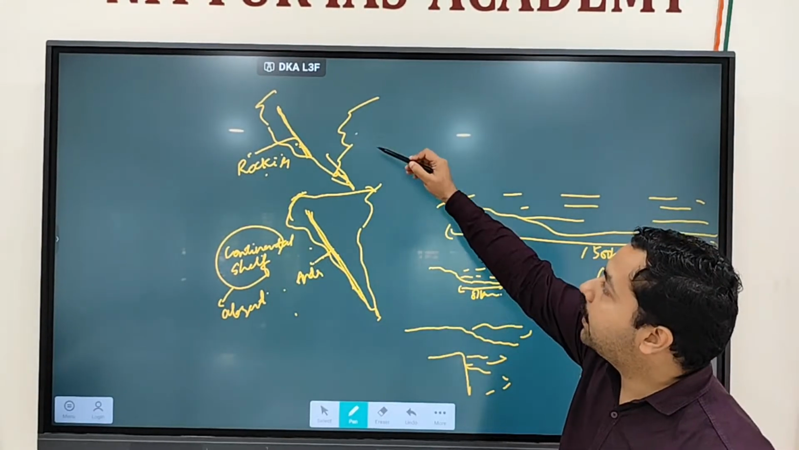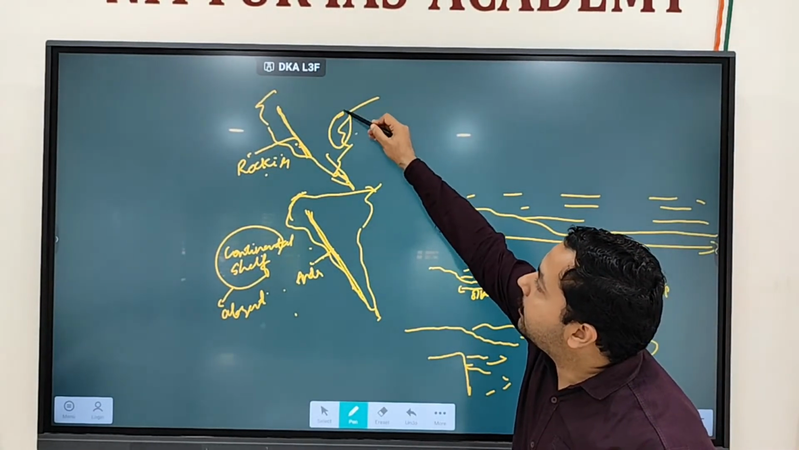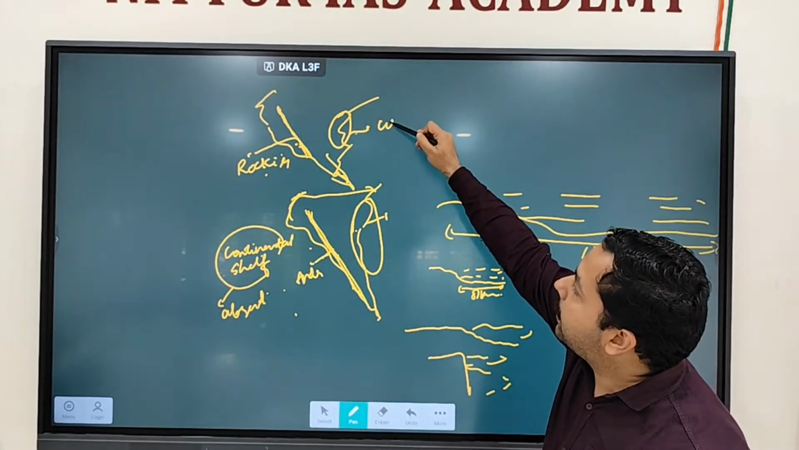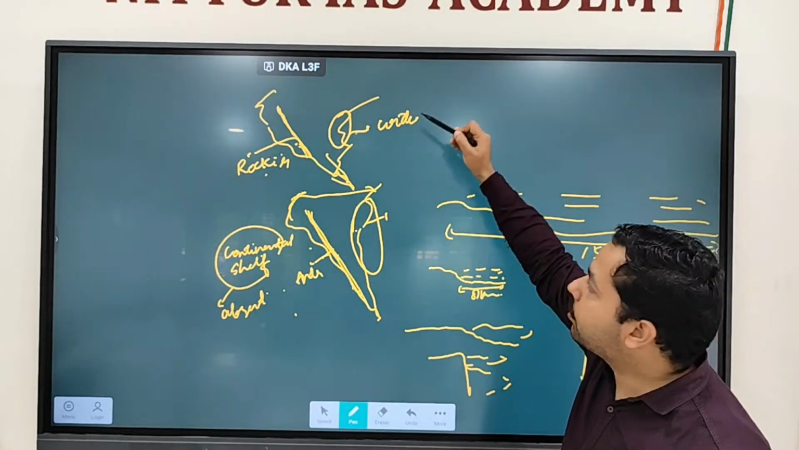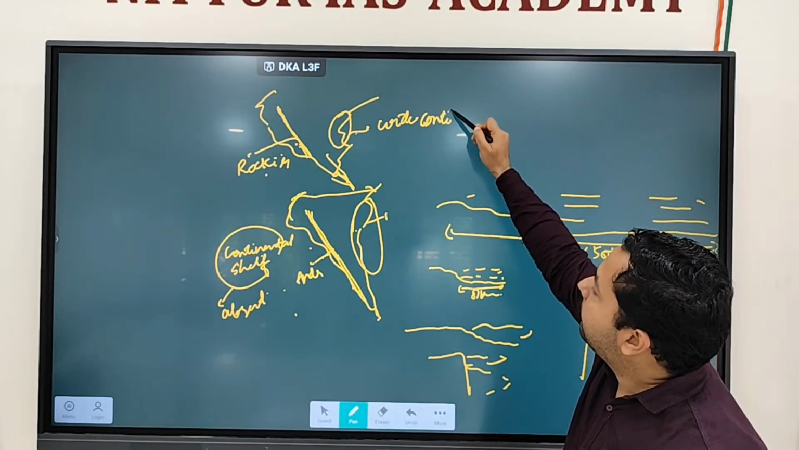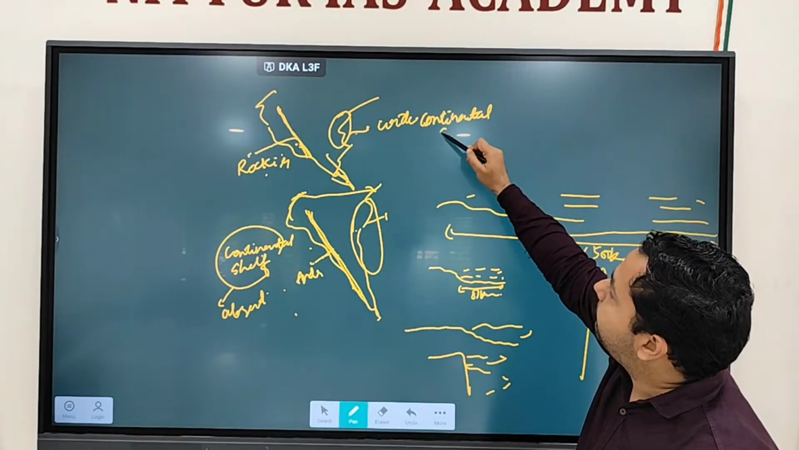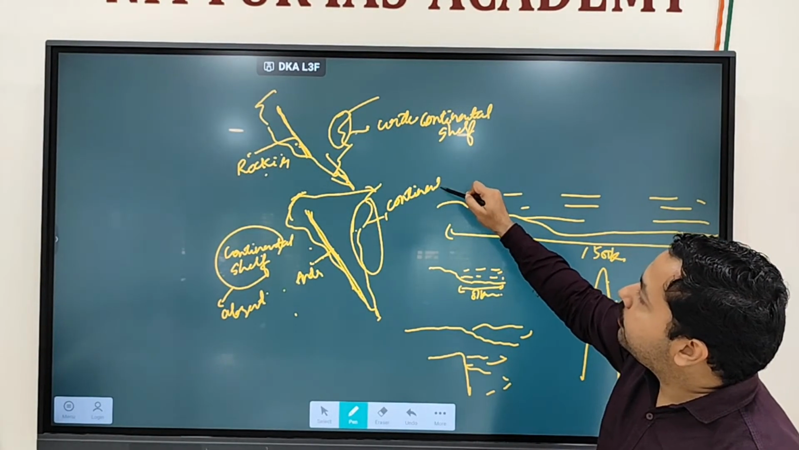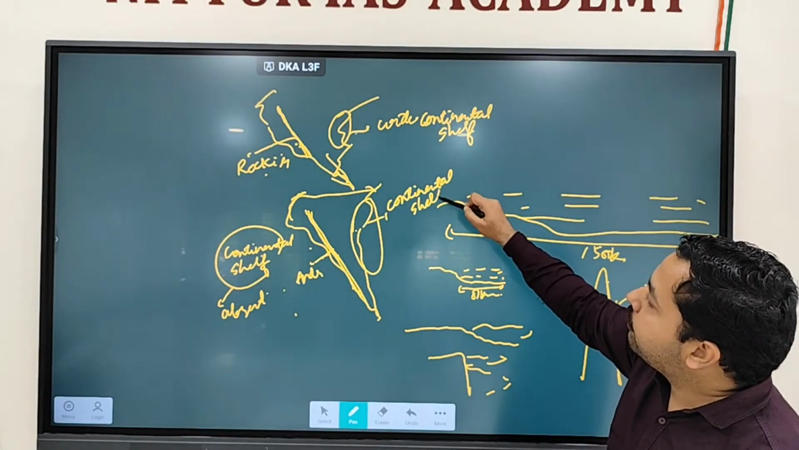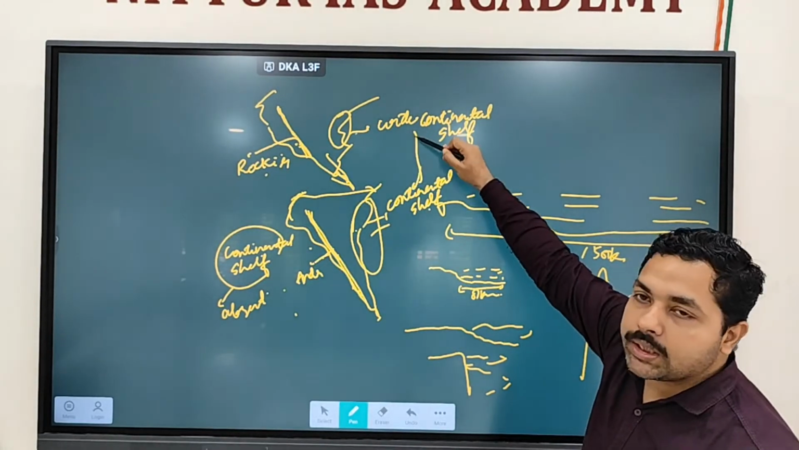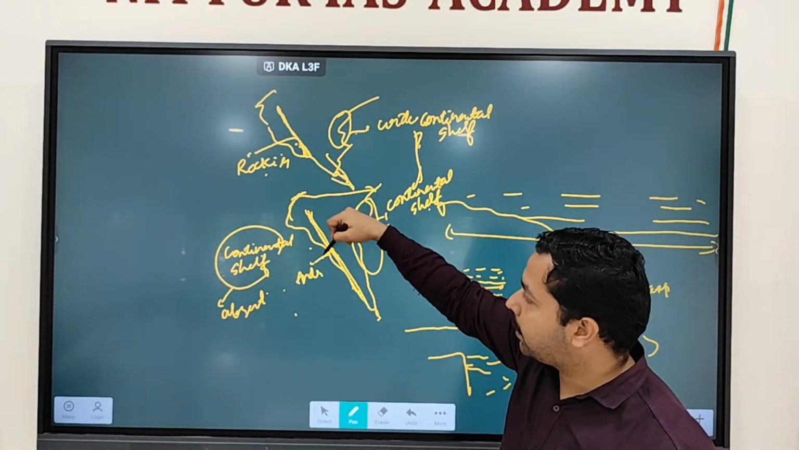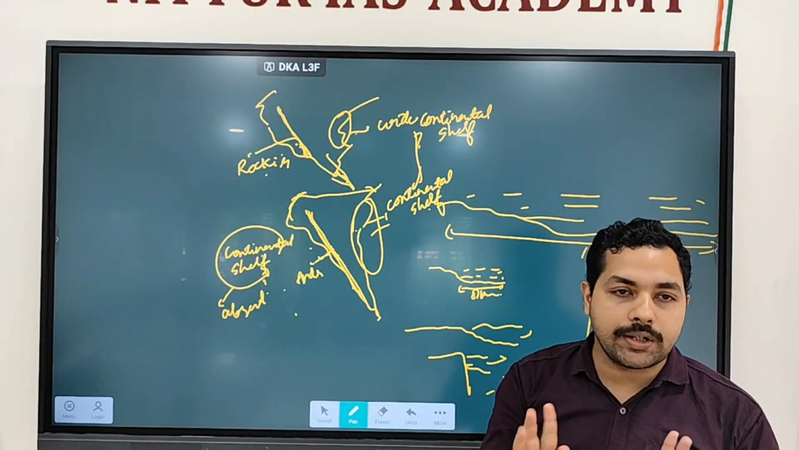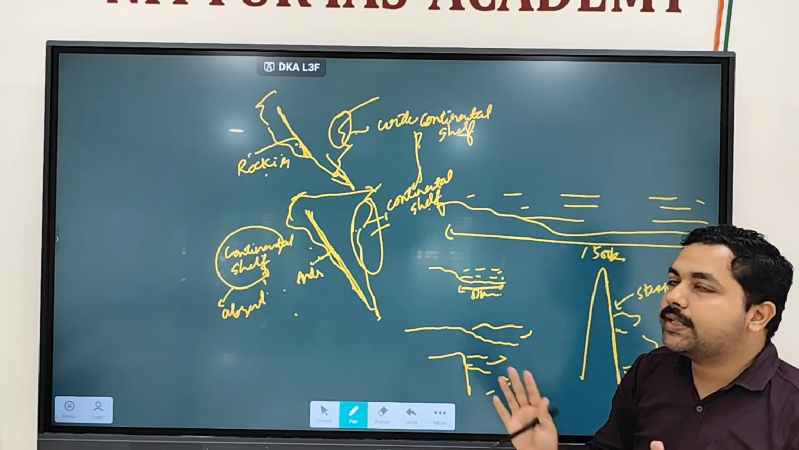Fine. And wherever mountains are not there at the coast, you will find very wide continental shelves. So the coast where you don't find mountains, you generally see a wide continental shelf. The coast where you find mountains, you generally see the absence of continental shelf. Clear? So you can see the variation.